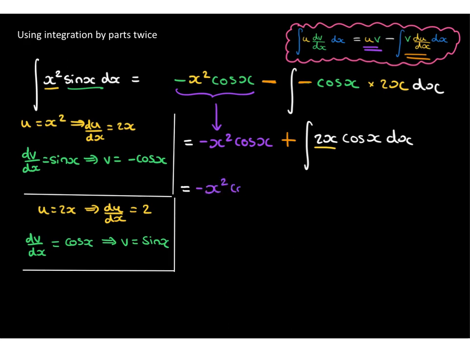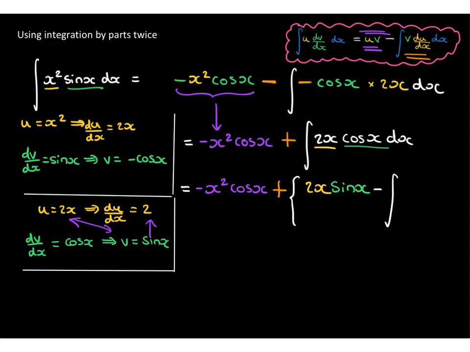So we have negative x squared cos x. Now this time it's a plus, so it's a little bit less concerning than previously where we had a series of negative signs to contend with. Now we need to make sure we follow the integration by parts formula again. So just a reminder, we're doing this part first of all, which requires us to take the product of u and v. So that's 2x sine x minus the integral of v multiplied by du by dx.